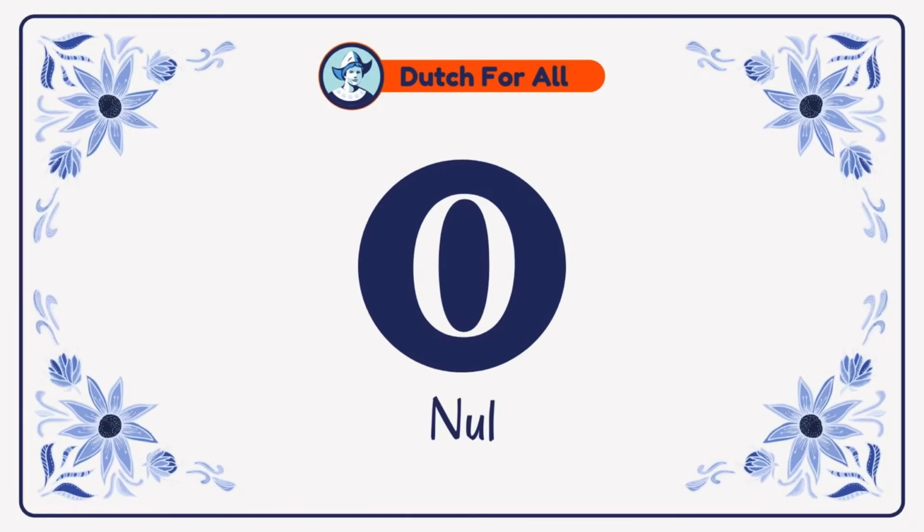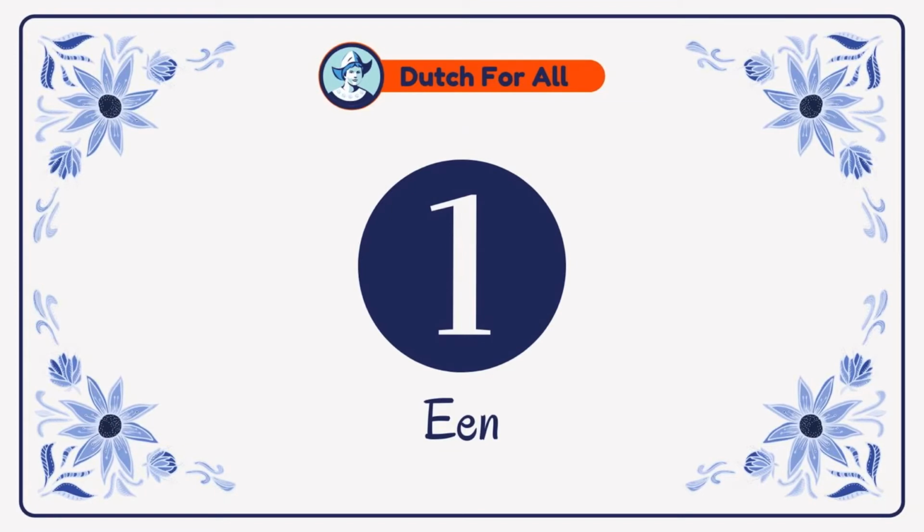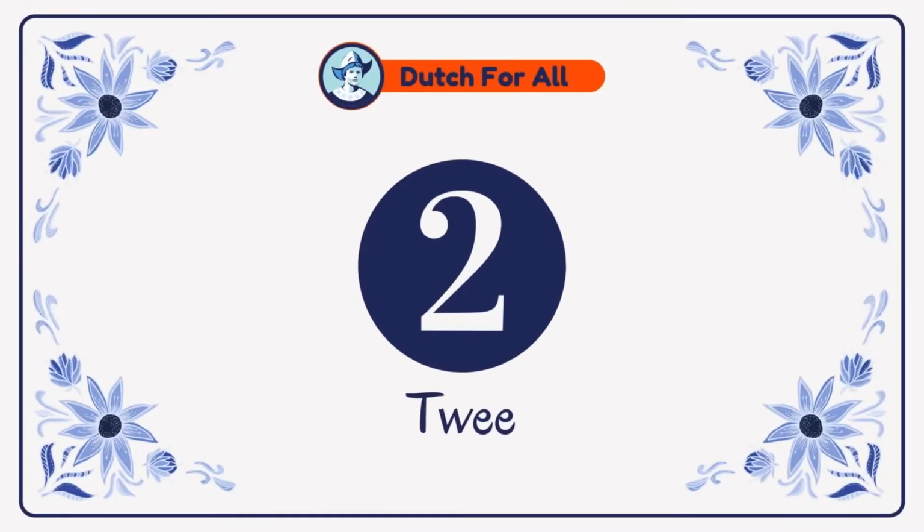We start with 0. 0 in Dutch is nul. Then 1. 1 in Dutch is één. 2. 2 in Dutch is twee.